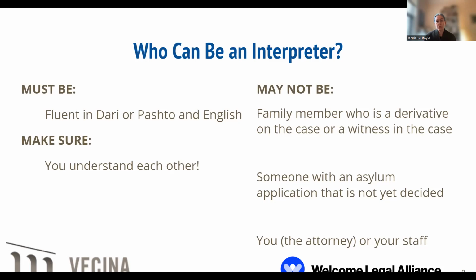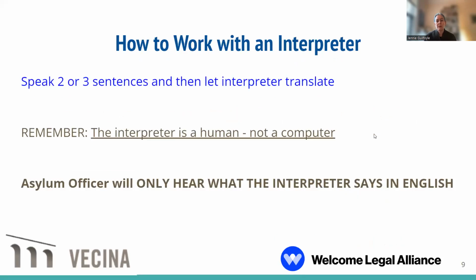How to work with the interpreter. Many folks are going to be and have been working with interpreters who are not trained professionals, which is absolutely fine. Someone does not have to be a trained professional. But if that's the case, it's crucial to practice in advance with the interpreter. At the end of the day, the asylum officer is only going to hear what the interpreter says in English. Anything else is just lost in a black hole. The asylum officer will never hear that.